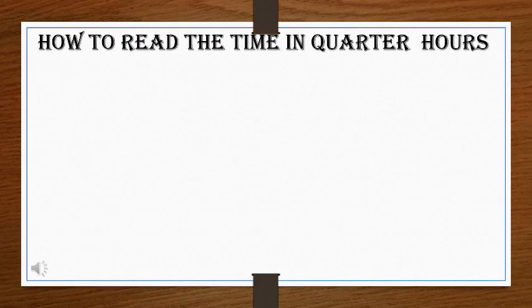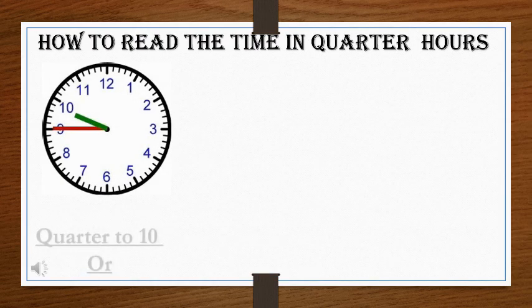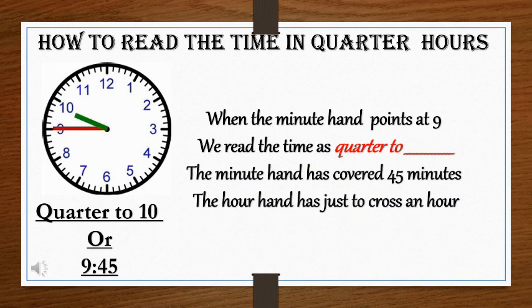Now children, let's also learn how to read the time in quarter hours. When the minute hand points at 9, we read the time as quarter to. As you can see in the given clock, the minute hand is at 9 and the hour hand is about to touch the 10. It means this is quarter to 10 or 9:45.